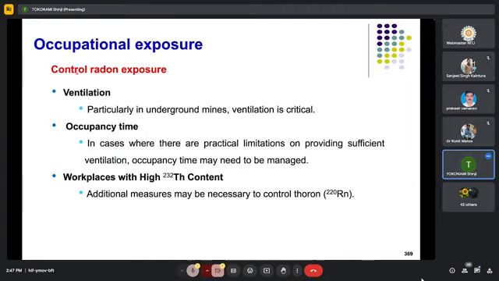For control of radon exposures, ventilation, particularly in underground mines, is crucial. Occupancy time. In cases where there are practical limitations on providing sufficient ventilation, occupancy time may need to be managed. Workplaces with high thorium-232 contents: additional measures may be necessary to control thoron.